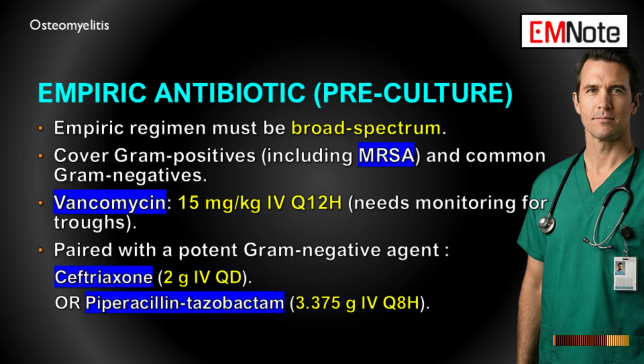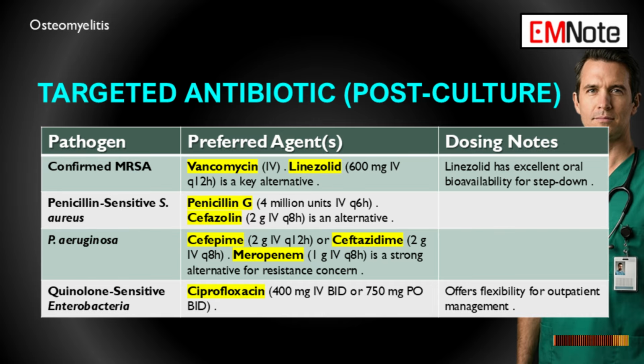That covers the breadth. Now, let's narrow it down. We have culture data back. Right. What are the protocols for the most common and maybe the most challenging pathogens? Okay, so for confirmed MRSA, the treatment of choice is vancomycin intravenously. A key alternative is linezolid, dosed at 600 milligrams intravenously every 12 hours. And the big advantage of linezolid is its excellent oral bioavailability, which makes step-down therapy much easier.